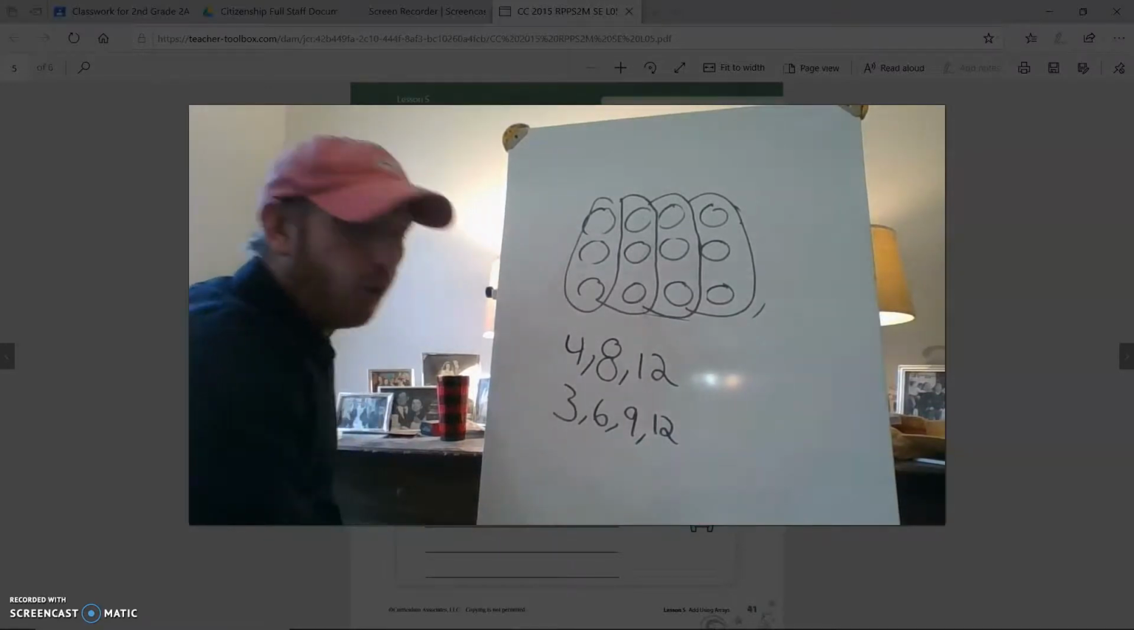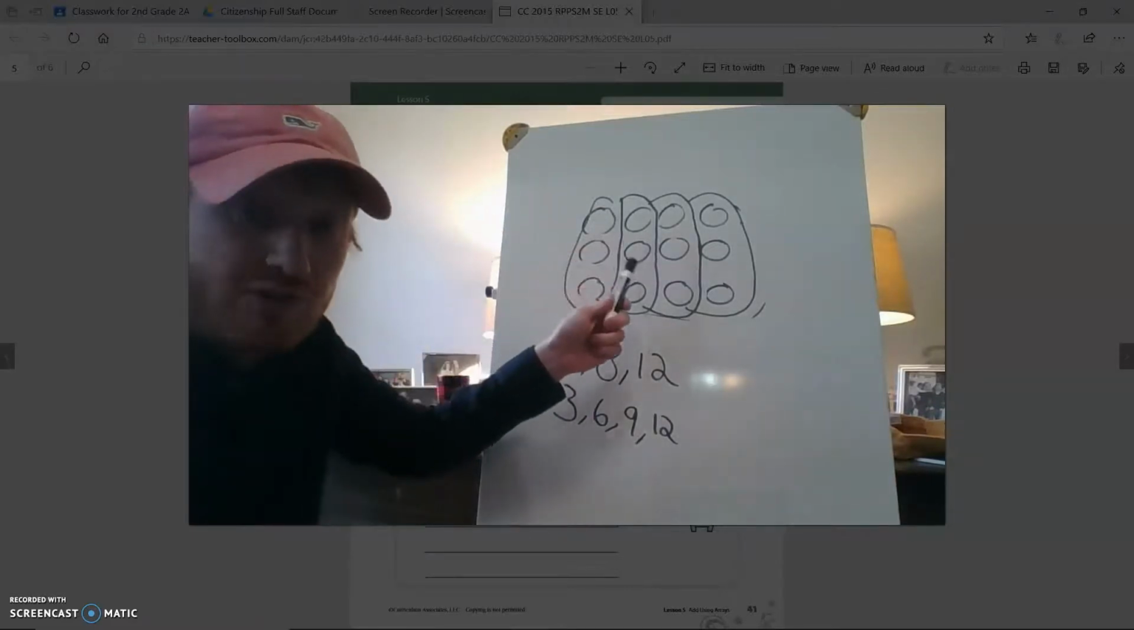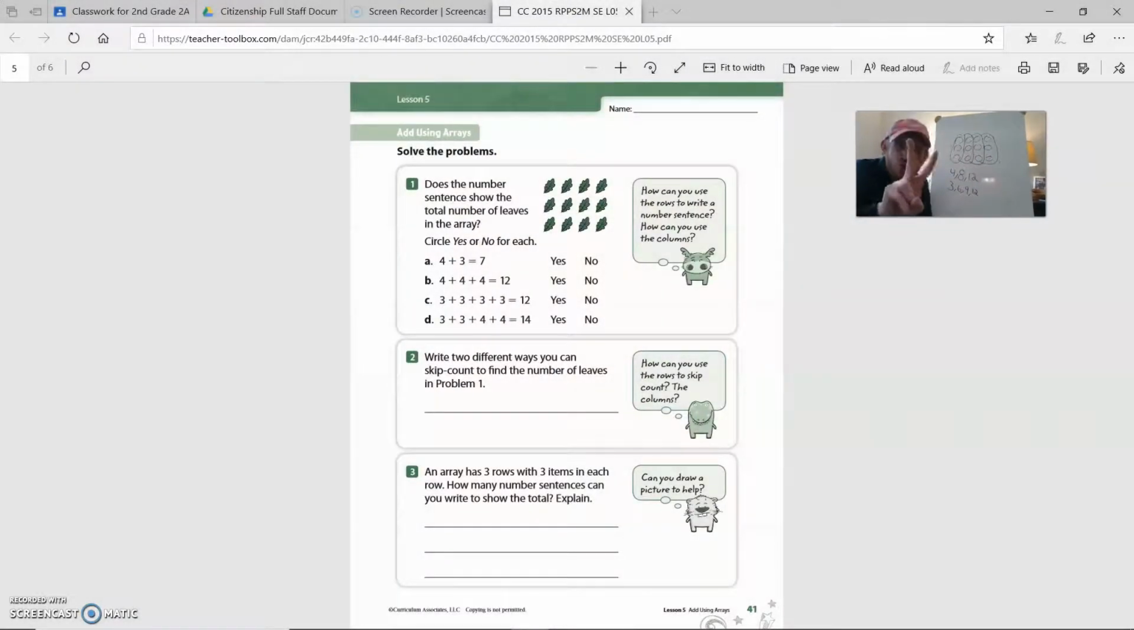So the really important thing to remember out of this is that when you have an array, when you have a picture like this, there's always going to be 2 different ways you can write it. You can write it going horizontally, which is left and right, or vertically, which is up and down. And in our question 1, we had 2 answers, one going horizontally and one going vertically.